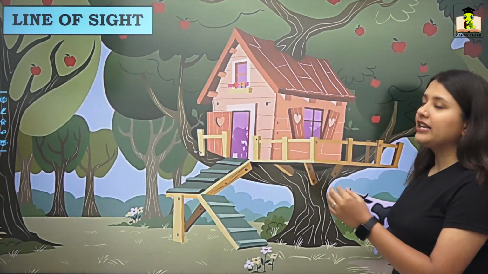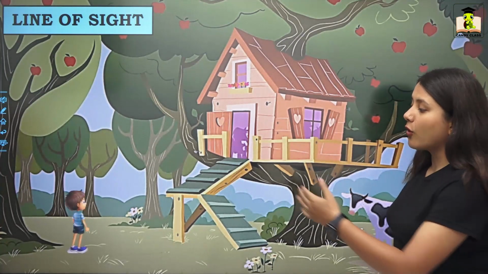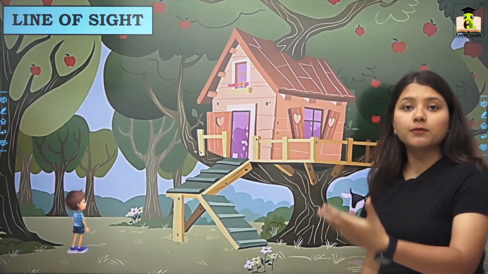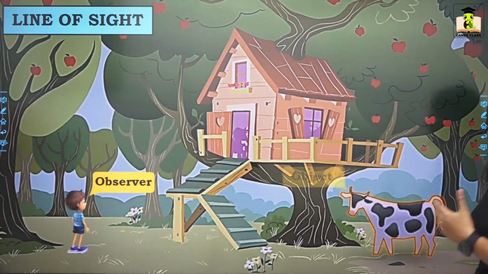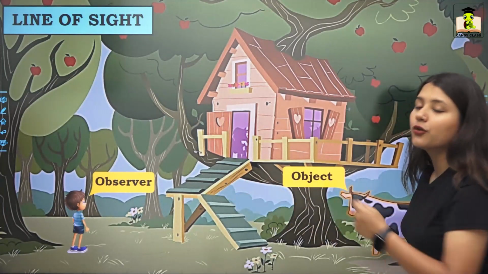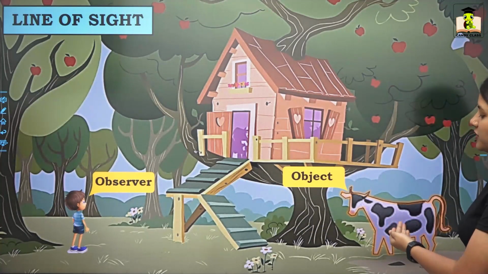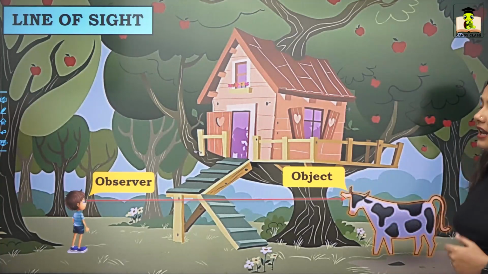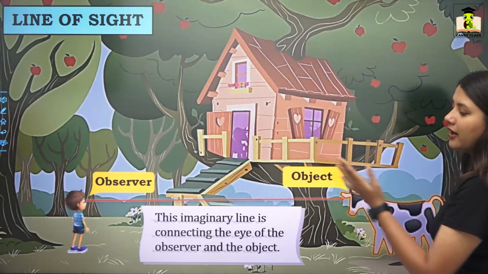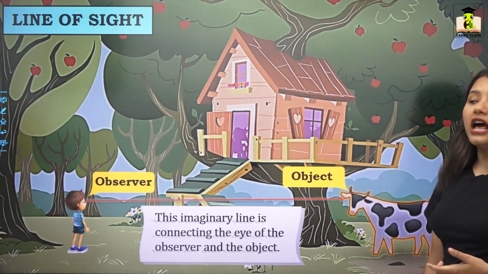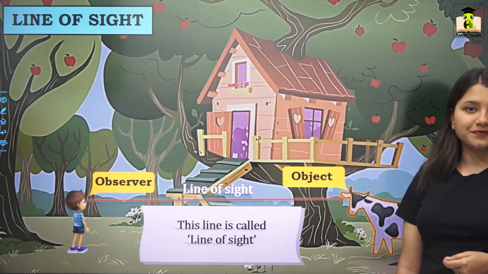For this, we take an example here. Here is Rohan, a boy who is observing the cow. And in this case, the observer is Rohan, the boy, and the object is the cow. And the imaginary line between the observer and object is known as the line of sight.